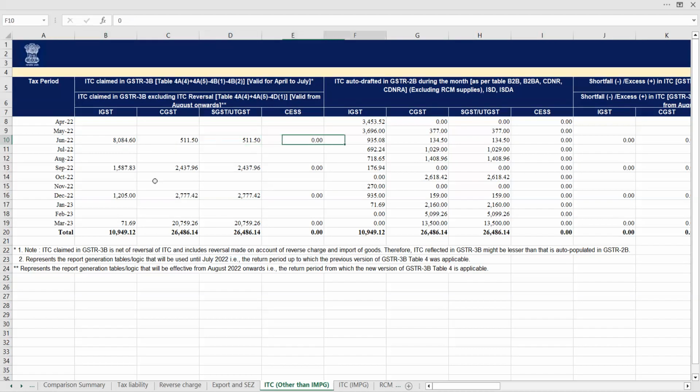Okay. And from 2B, how much is coming? You see here, from 2B, monthly it is coming, and he has taken in 3B. You see there are headings. Okay, 3B, this is what he has taken, and 2B is this.